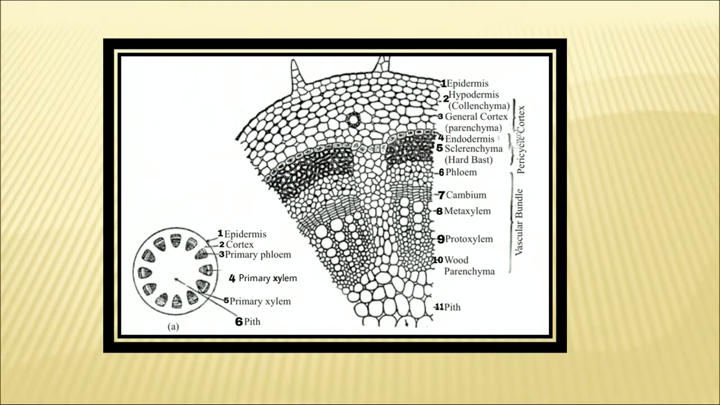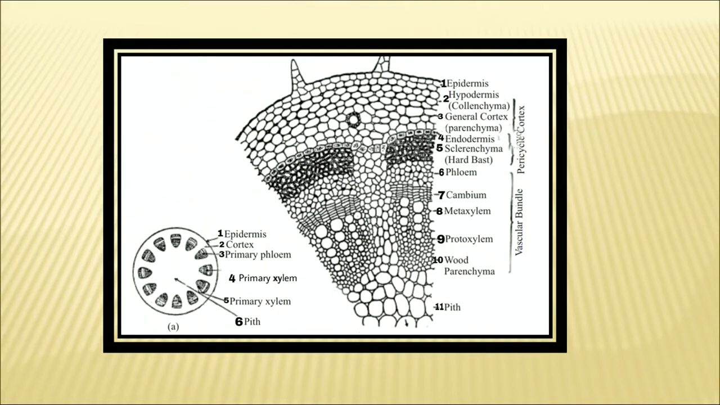Number 8 and 9 are both actually xylem. Number 8 is metaxylem, the older xylem vessels and tracheids, and number 9 is the protoxylem, that means the fresher xylem vessels and tracheids. Number 10 is the wood parenchyma, which is at the center, and that makes the pith of the stem.